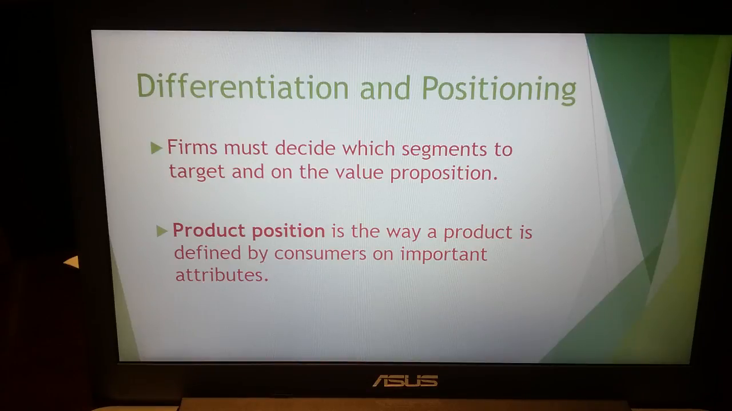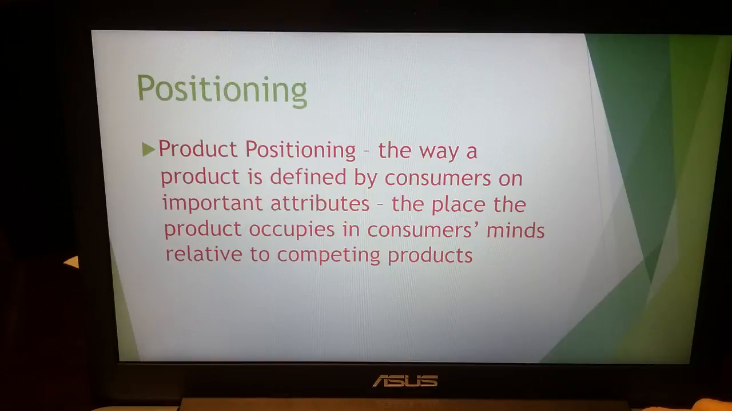Is it high service, high quality, low cost? Is it high cost, high quality? How do they compare it? We're going to look at something in a minute that might explain that more pictorially. You have to have a product that's different than the other products. Otherwise, why are people going to buy yours over theirs? Okay, positioning. So how is the product defined by customers on important attributes? It's also the place the product occupies in consumers' minds relative to competing products.